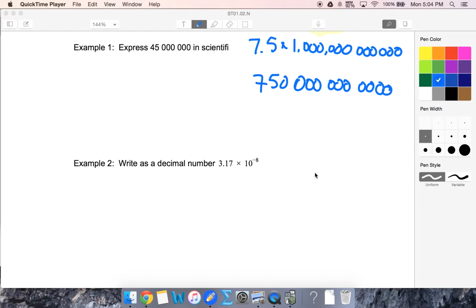Alright, students, now for your Unit 1, Section 2 notes, Part B. Now we're going to look at the examples with scientific notation. So example 1 says express 45 million in scientific notation.